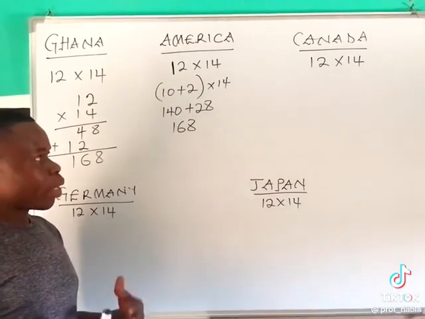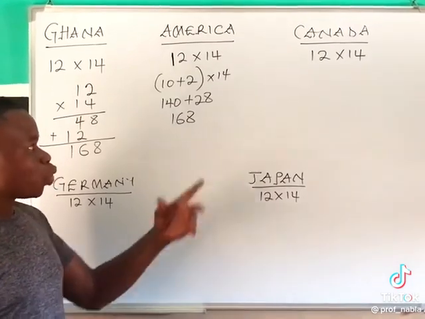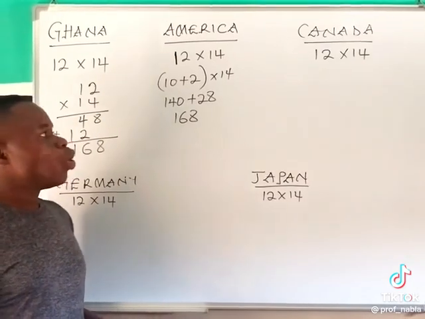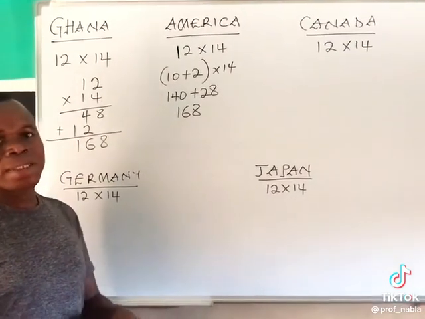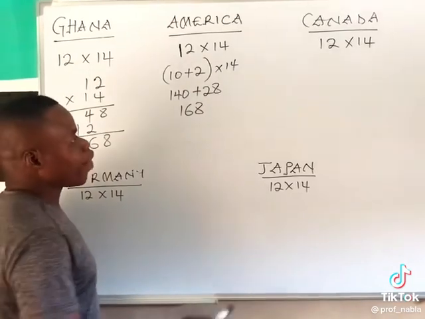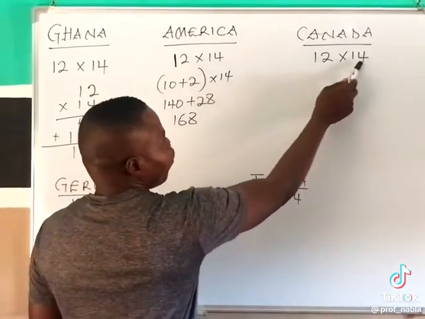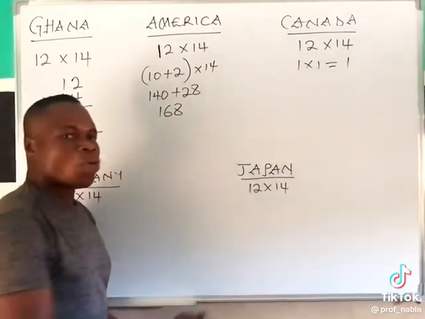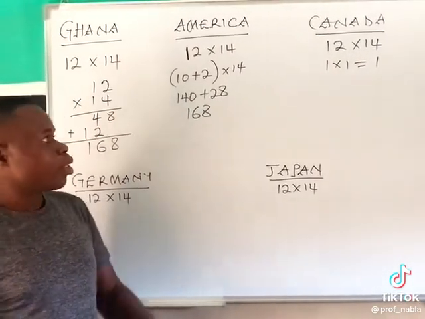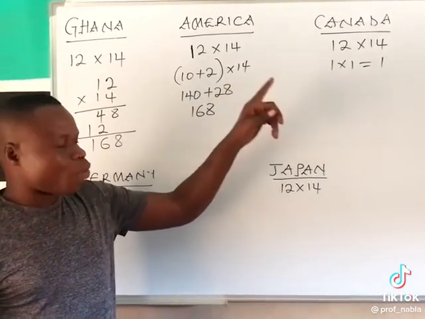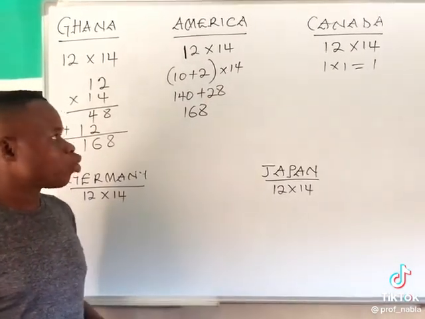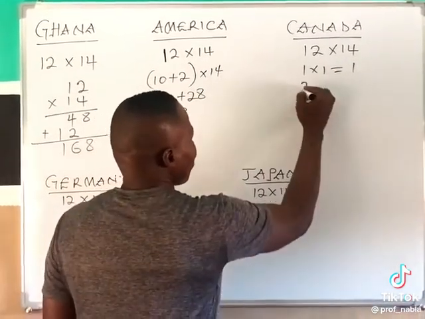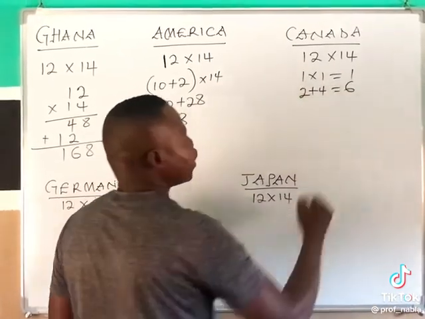Now let's move to Canada. How will a Canadian solve 12 times 14? A Canadian student will take the first digit of each of the numbers and multiply them together. The first digit of 12 is 1, and the first digit of 14 is also 1. That means 1 times 1, then I'll get 1. Then the next step, the student will take the last digit of those numbers and add them together. The last digit of 12 is 2 and the last digit of 14 is 4. That means I have 2 plus 4, and that will give me 6.